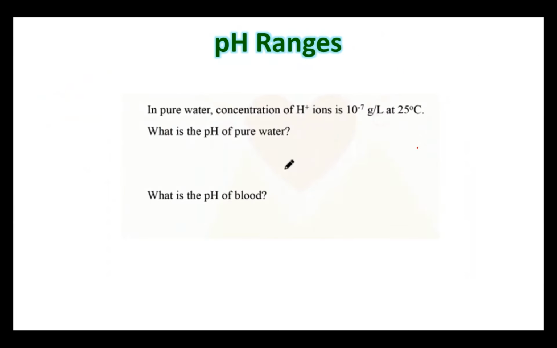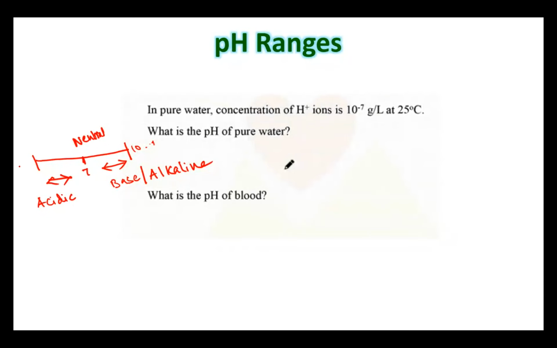Okay, we have some ranges. We'll draw a line. What is the neutral value of pH? 7. So this is neutral. Greater than 7, what is this range called? Base. Otherwise it is called alkaline. Greater than 7, for example 10, 15, is base or alkaline. Less than 7 is acidic. Below 7, most probably it can even go down to minus 7. This is neutral, this is acidic, and this is alkaline.